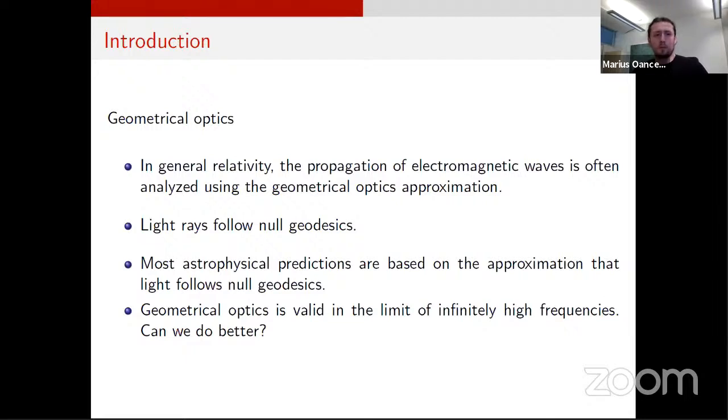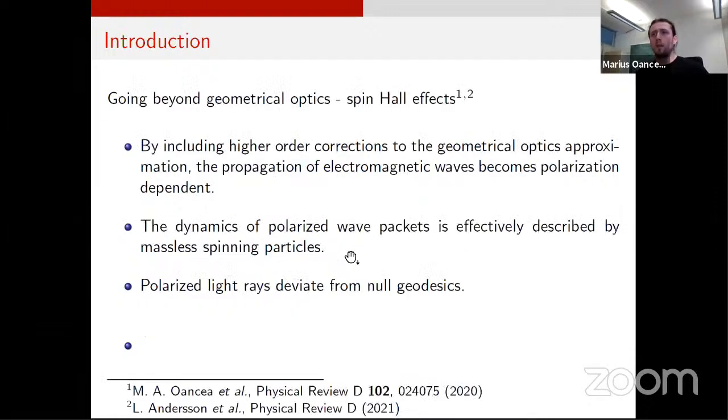But the problem is that geometrical optics is valid only in the limit of infinitely high frequencies, and we know that the radiation that we observe is of finite frequency. So the question is whether we can do better, whether we can come up with a better theoretical model for describing the propagation of light in spacetime. My goal today is to present such a model, going beyond the geometrical optics approximation by including higher order corrections. In this case, the propagation of electromagnetic waves becomes polarization dependent.